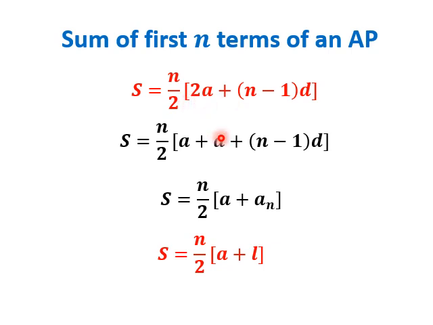We can split this 2a as a plus a, into (n minus 1)d. Then, friends, this particular term a plus (n minus 1)d we have seen earlier is the nth term of the AP. So we can write this as n by 2 into (a plus an), and we call this an the last term l. So we write the formula as S equals n by 2 (a plus l). I request you students to remember these two formulas. This is the first formula you must understand and remember, and this is another version of that formula. Both you should remember for your exams.